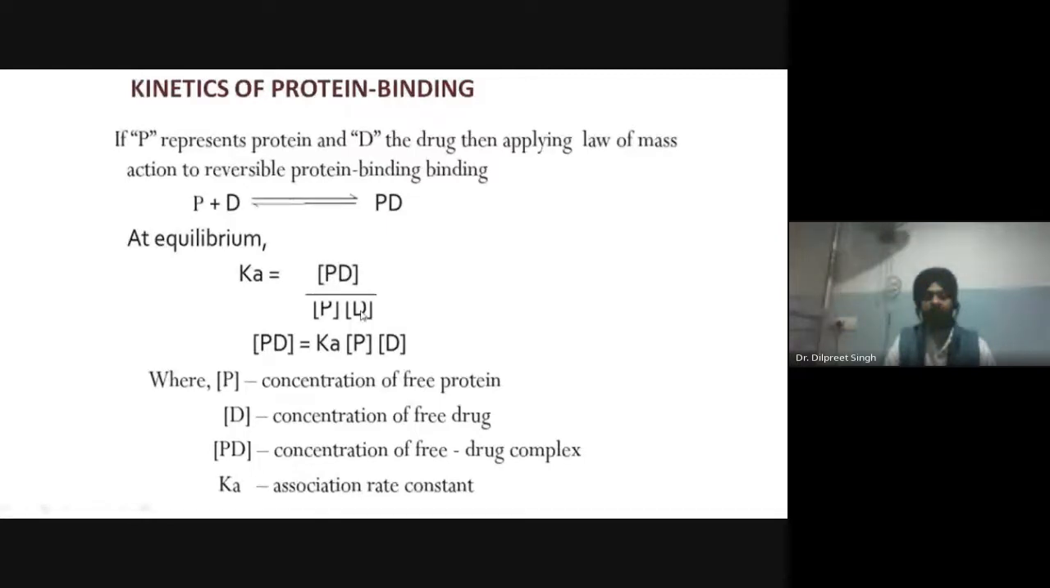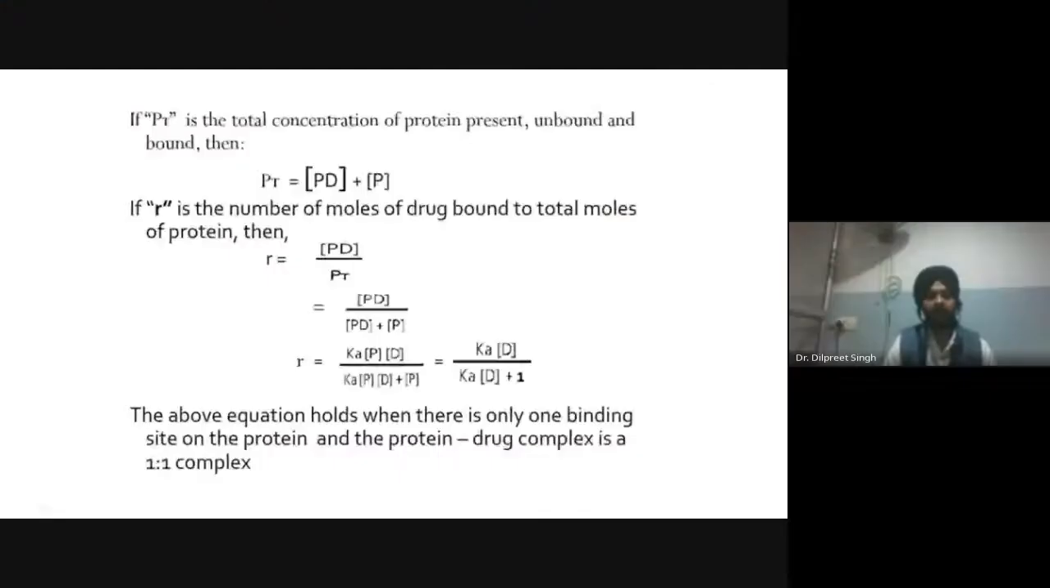So we can substitute the value of the protein-drug complex, that is PD, which is equivalent to the rate constant Ka multiplied by P into D, where P is the concentration of the protein, D is the concentration of the free drug, PD is the concentration of the drug-protein complex, and Ka is the association rate constant. If PT is the total concentration of the protein present, whether it is bound or unbound, then PT is equal to PD plus P, where r is the number of moles of drug that bound to a total mole of the protein.